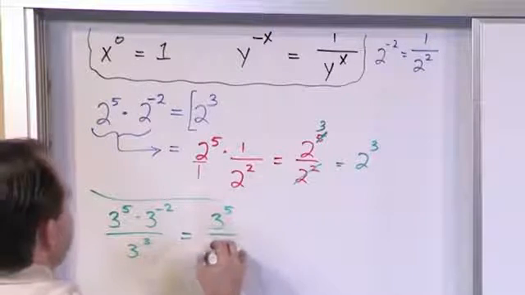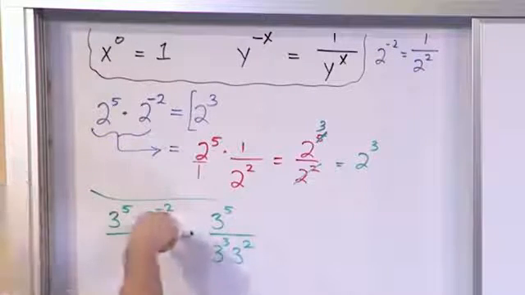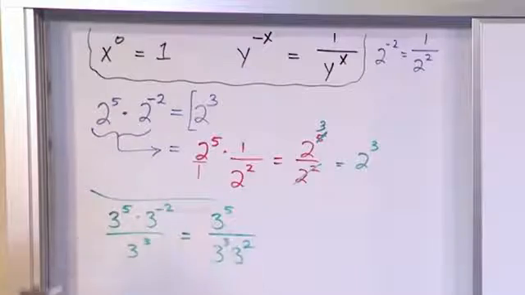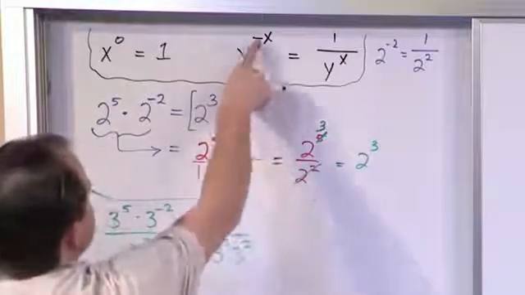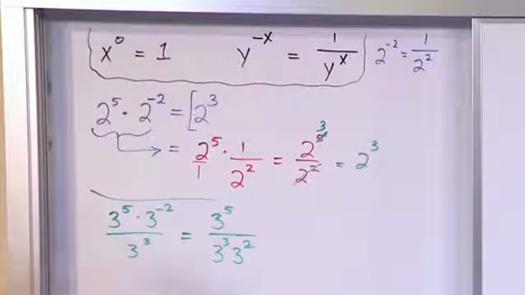3 to the fifth times 3 to the third times 3 to the positive 2. We take this negative 2 and we move it downstairs and make it positive. This comes directly from this. Anytime you have a negative exponent, you move it downstairs and make it positive. And that's what we've done here.